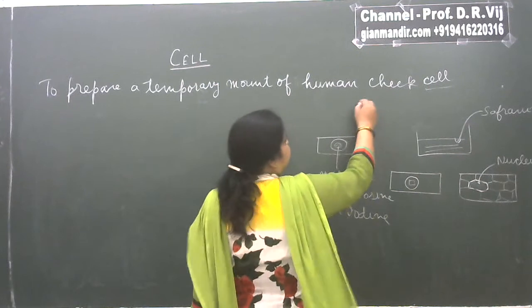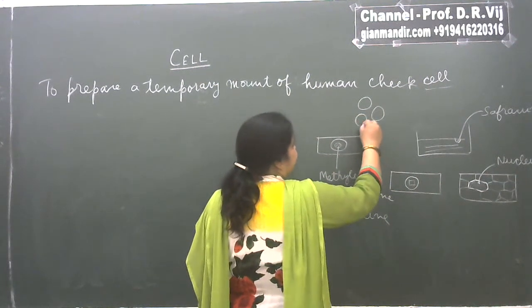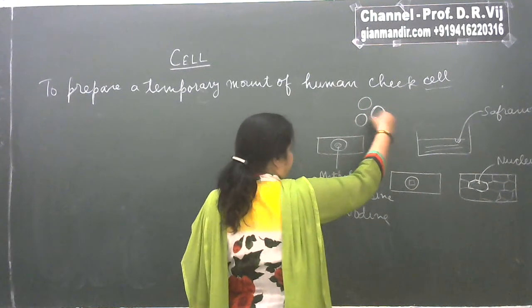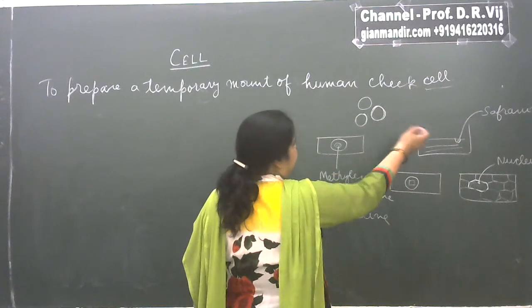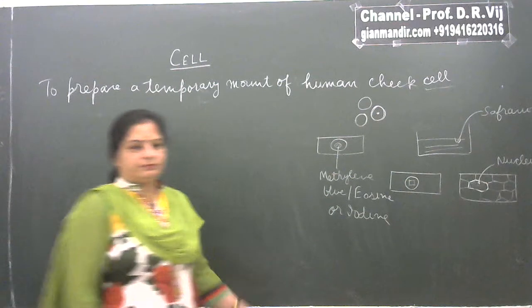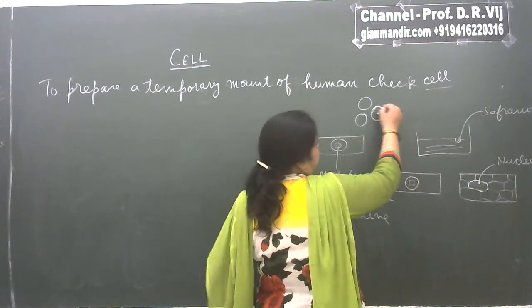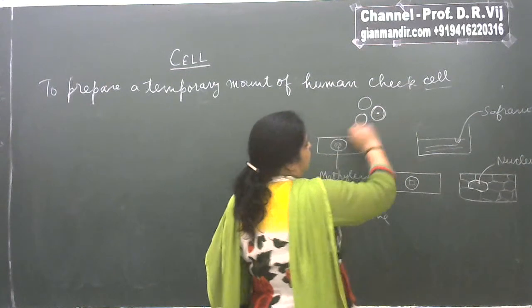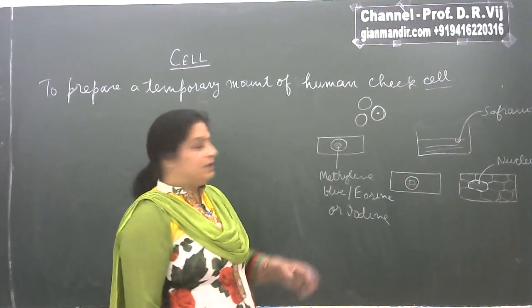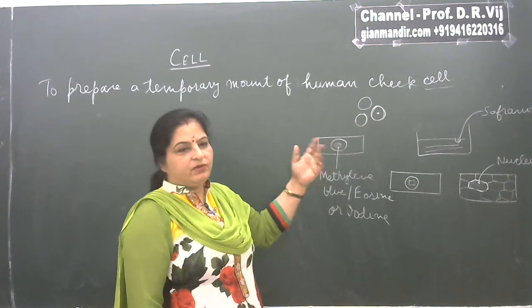So what you observe here is spherical cells like this, and again you will observe that the outer boundary of the cell has a dark stain, and at the center you will observe a nucleus, right? So here you can see that the outer part is the cell membrane, and the inner part, the dot which you are observing here, is the nucleus of the cell. So this activity shows that not only plants but animals are also made up of cells.